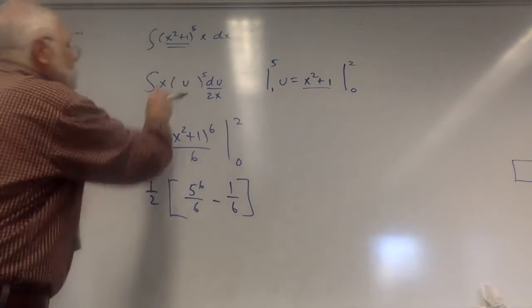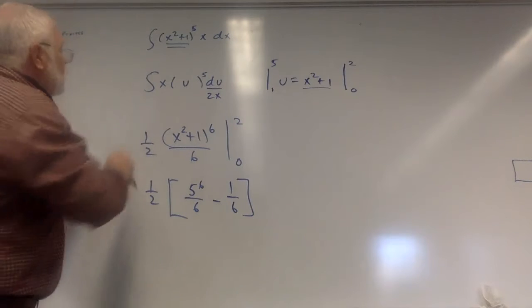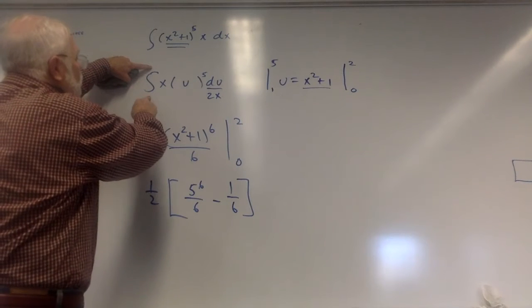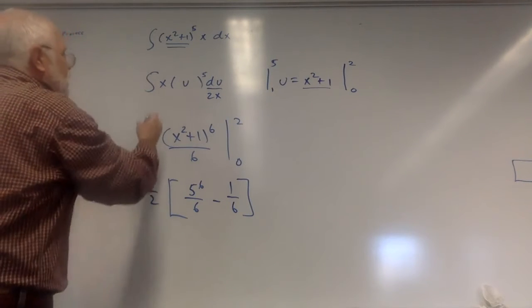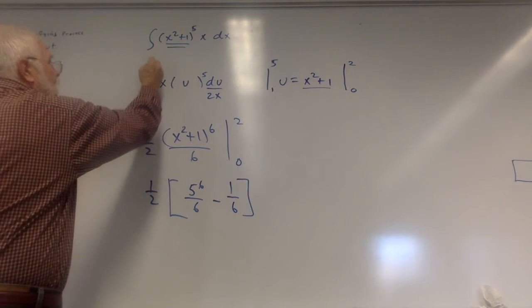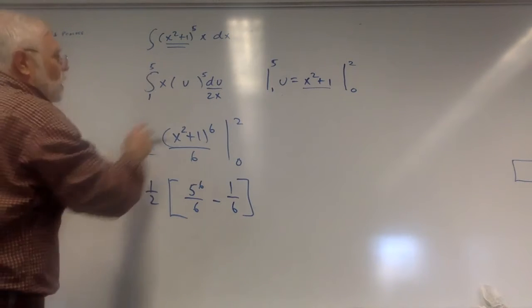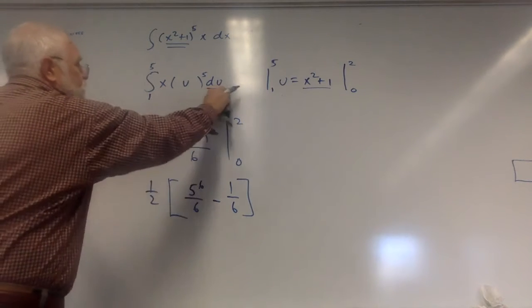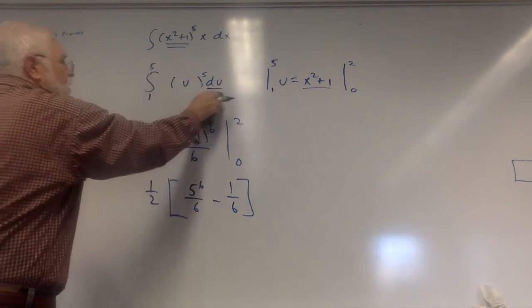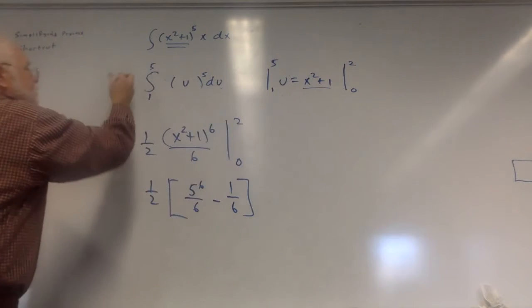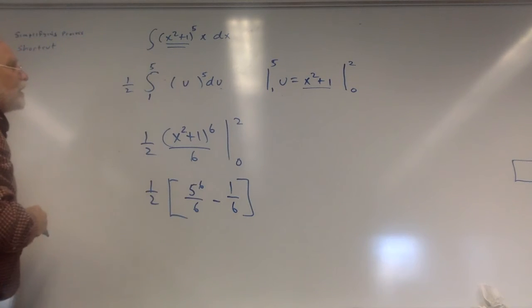Right? So once you change to the letter u, then you have to change these limits, these parameters. And so now they have become 1 to 5. And then you can do what? Cancel the x's, take the 1/2 out, and now we can do the integration.